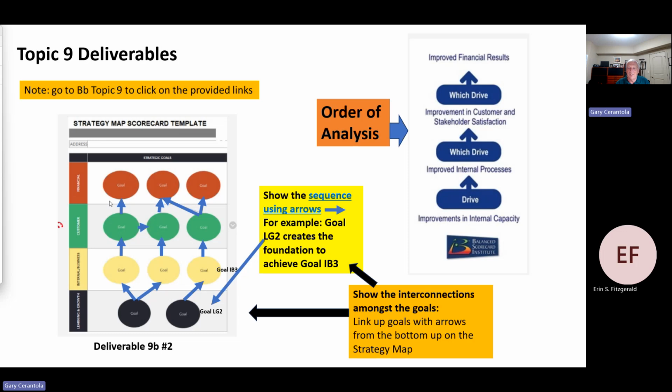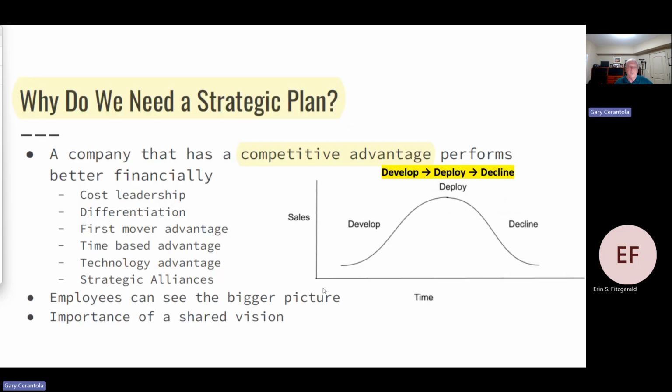And again, here's how to understand those connections of how things help other goals. Show those interconnections, link those goals with arrows from the bottom up. So you can see there that goal LG2 creates the foundation for goal LB3. All right. So that's how that works. And the order analysis really comes from the Balanced Scorecard Institute, where improvements in internal capacity, which is learning and growth, drives improved internal processes, which drives improvement in customer and stakeholder satisfaction, which drives improved financial results. And that's how that all comes together.